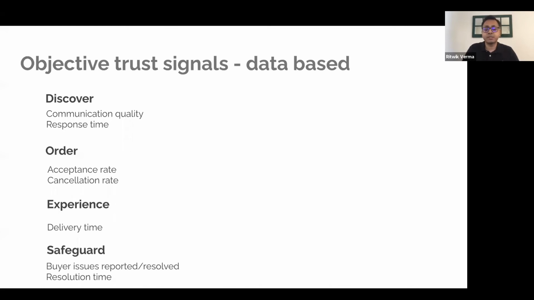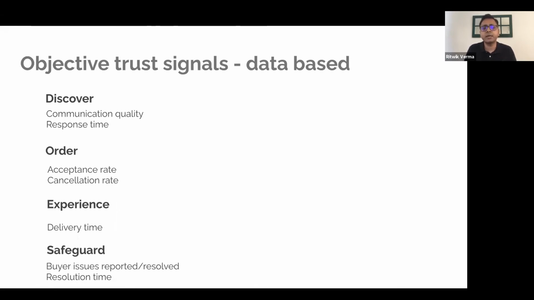During the order phase, they may measure the acceptance rate of the provider or the cancellation rate. During the experience phase, they may measure the delivery time it took and the specifics of the delivery process. For example, in an Uber ride, Uber may measure what route was taken by the driver, how much time it took, what was the average speed, and so on. There are multiple things that can be measured. In the safeguard phase, companies or marketplaces may measure how many buyer issues were reported and what was the resolution time for those issues by the provider.